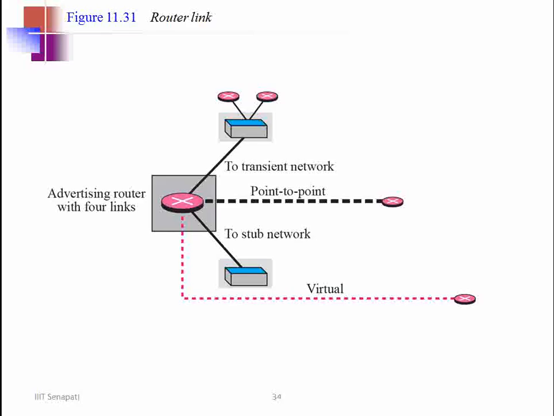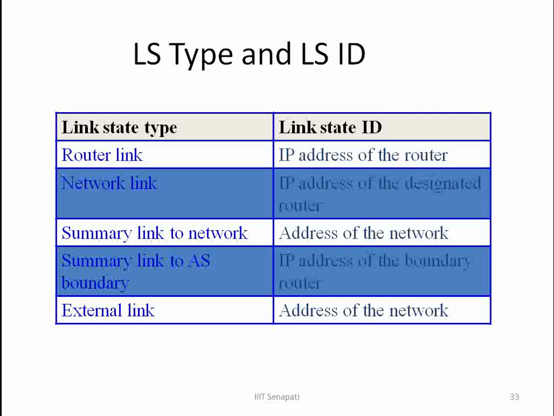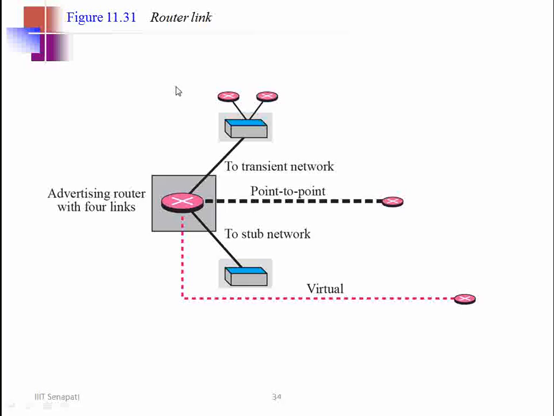Then router link. We have seen that different kinds of links can be there, router link, network link, and so on. So we are trying to see the router link, where the router link defines the link of the router. So an advertising router with 4 links. It has been linked to this particular point to point, and if it has a stub network, virtual or transient links, these kinds of things may be present.